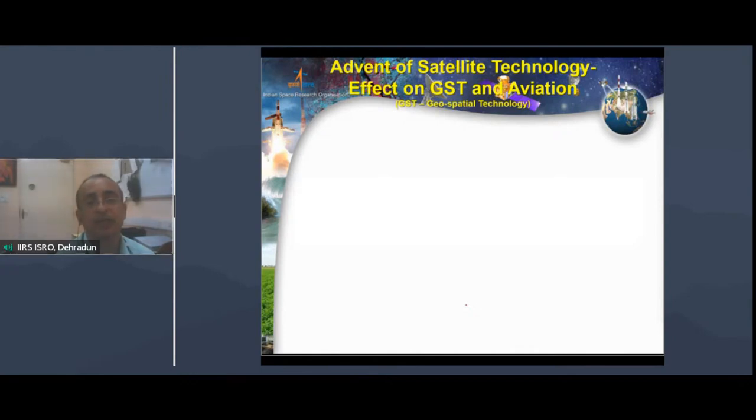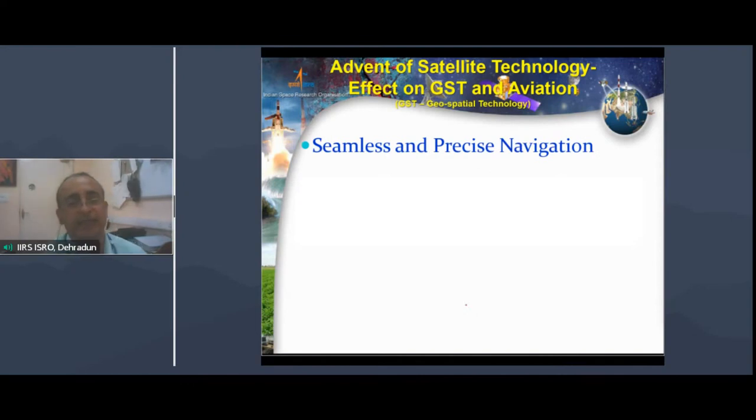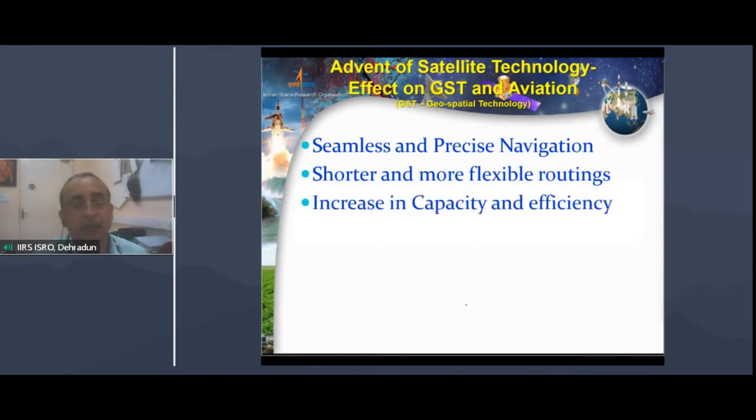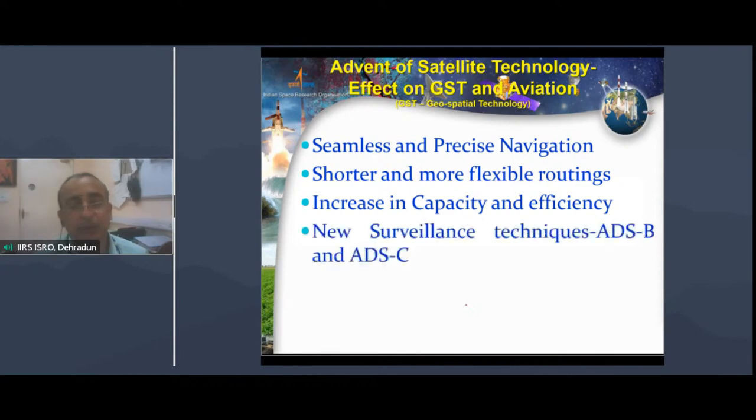Now you can see the advent of satellite technology, the effect on GST and aviation, that is geospatial technology. Basically, with this we have seamless and precise navigation, shorter or more flexible routes, increase in capacity and efficiency, and new surveillance techniques, ADS-B or ADS-C. We can have better airport utilization with this Gagan facility.